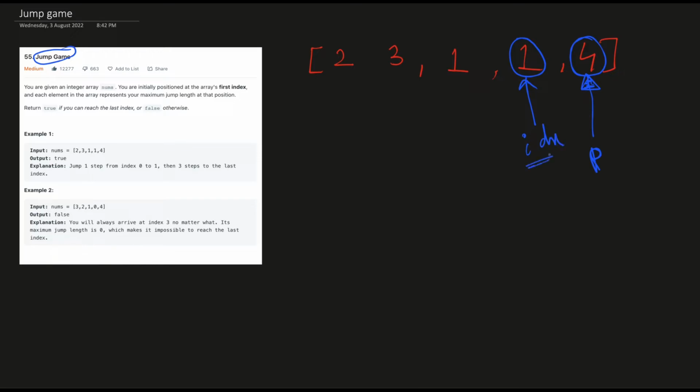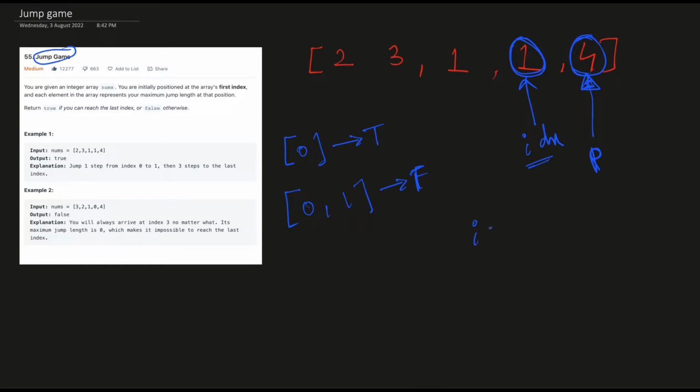We already know the base cases: if the length of the array is 1, then we can always reach the end. And if the length of the array is not 1 and the first element is 0, then we can never reach the end. These are the two base cases. Now let's come back and see whether we could reach the last position from here. How could we find that out?